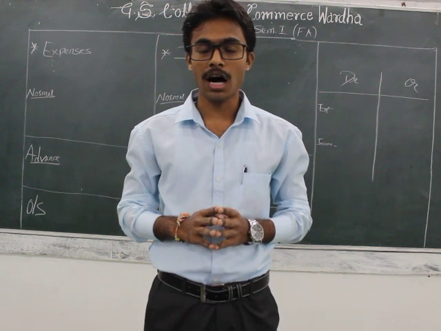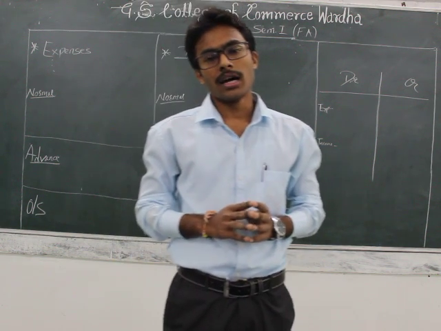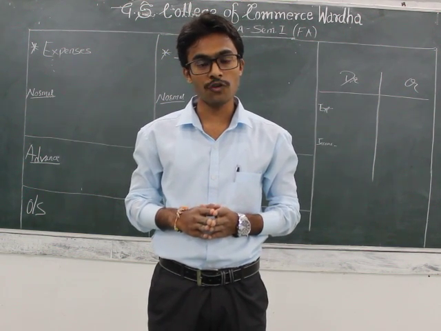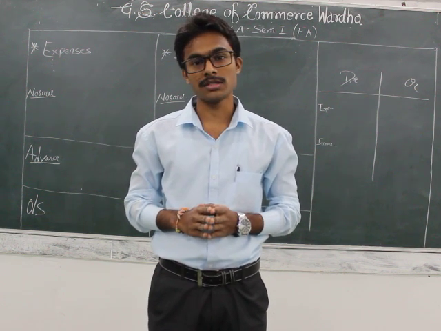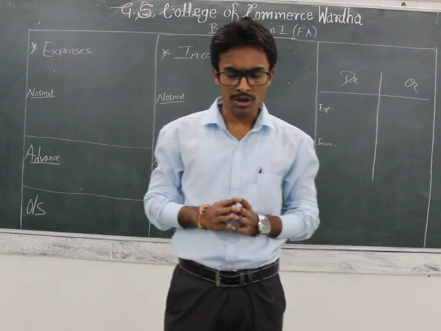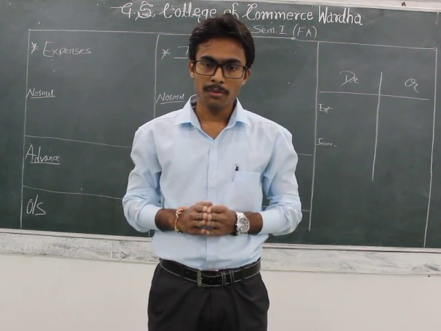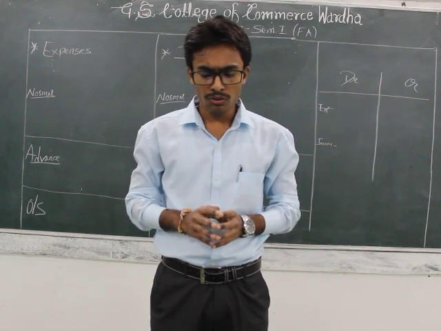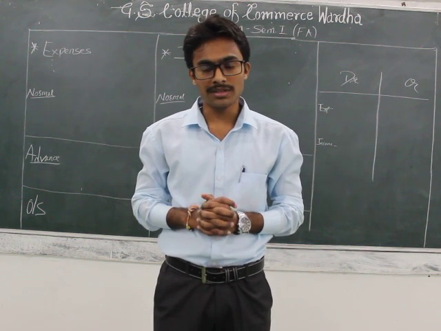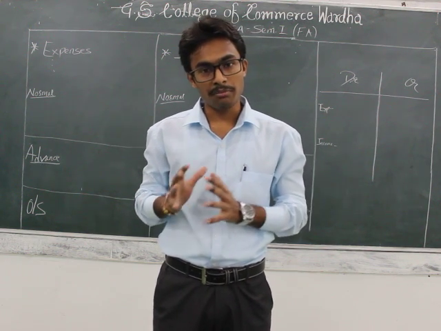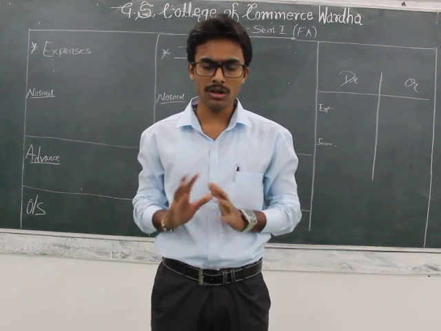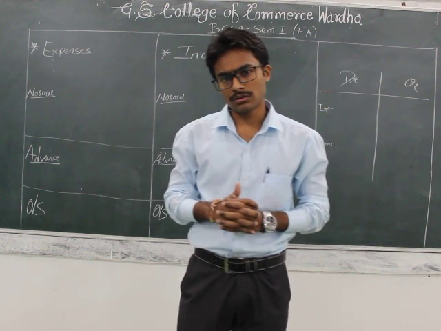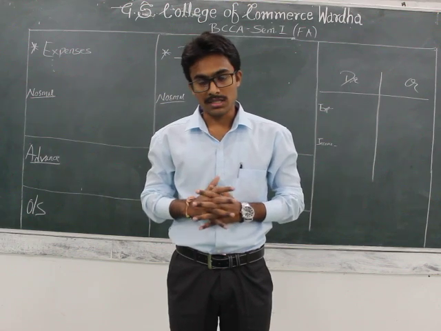Today we are going to discuss how to pass journal entries for prepaid expenses and outstanding expenses. On the other hand, we will discuss how to pass journal entries for pre-received incomes and outstanding incomes. We have discussed lots of journal entries in the previous two lectures, but these entries haven't yet been covered. So today we will discuss the very unique entries on prepaid, outstanding, pre-received and outstanding income. All types of entries we will discuss today, and we will start our topic from prepaid expenses.